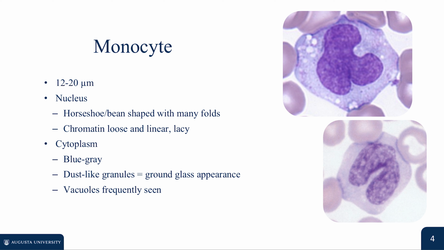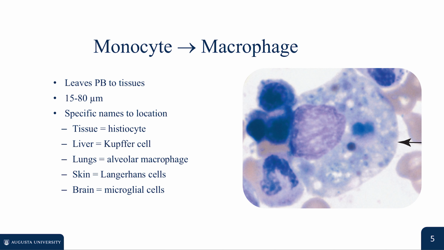It remains 12 to 20 micrometers in diameter, featuring a distinctive horseshoe or kidney bean-shaped nucleus with extensive lobulations and delicate nuclear folds. Its chromatin pattern is loose, linear, and remarkably lacy, which helps distinguish it from the dense, clumped chromatin of band neutrophils. The cytoplasm maintains its signature blue-gray appearance, filled with dust-like azurophilic granules that create a classic ground glass texture. Additionally, small cytoplasmic vacuoles are frequently observed even under completely normal, non-pathological conditions.